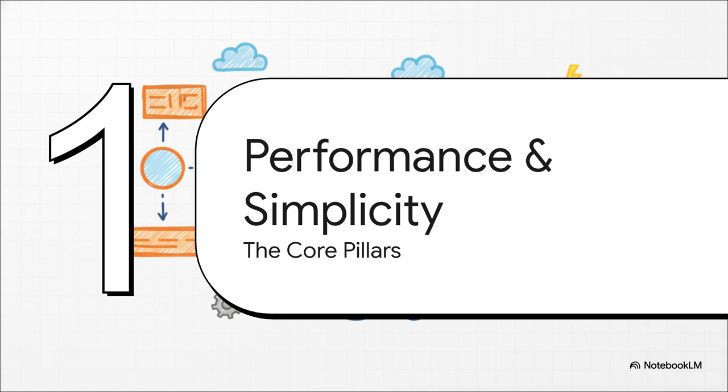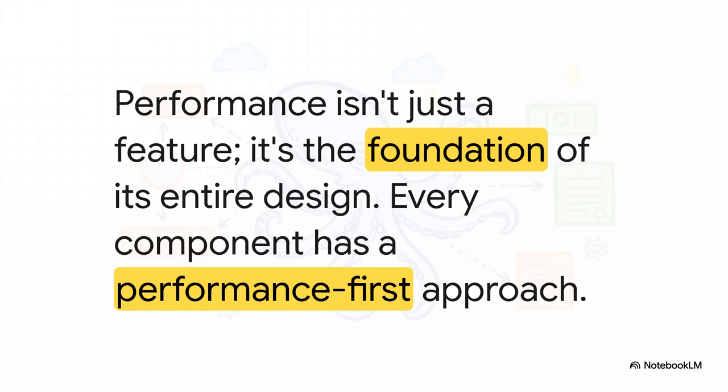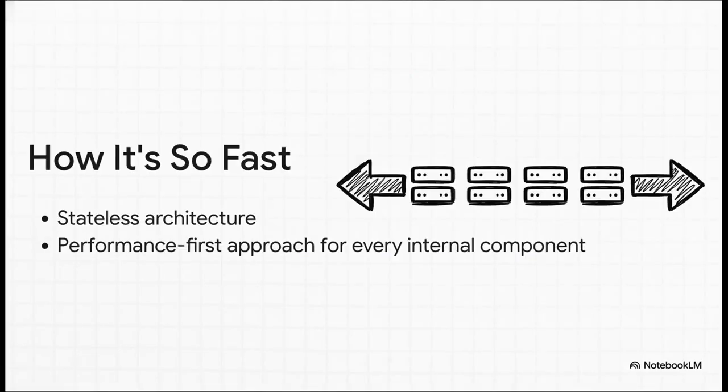Well, it all really boils down to two core pillars: a relentless, almost obsessive focus on performance, and a radical commitment to simplicity. First, let's talk about speed. With KrakenD, performance isn't just some bullet point on a feature list, it is the absolute foundation of its entire design. Every single piece of it was built with a performance-first mindset. So how is it so fast? Well, remember that word I told you to remember? Stateless? This is where it pays off big time.